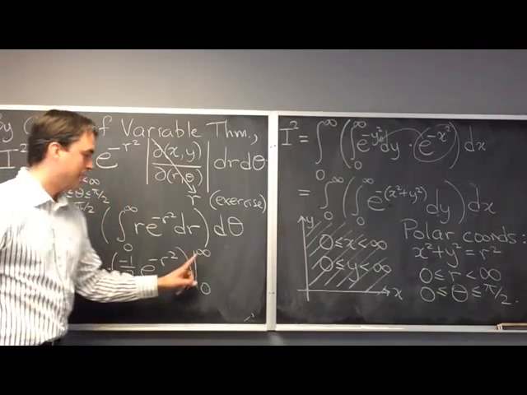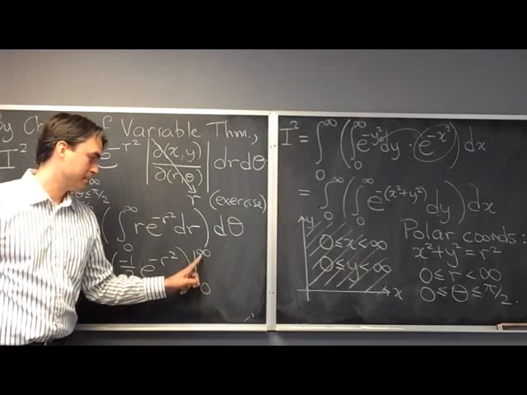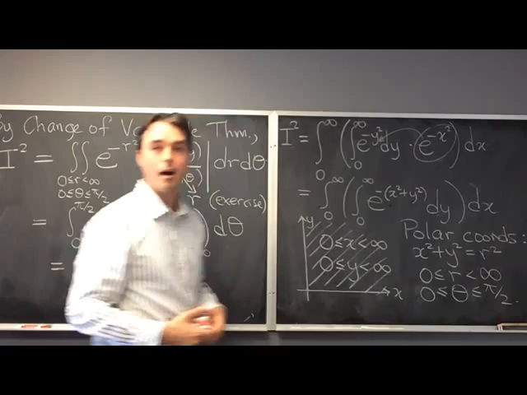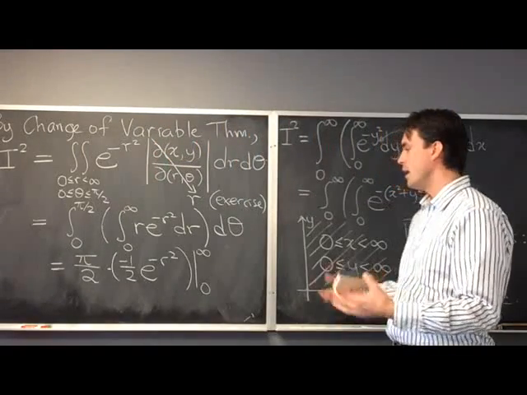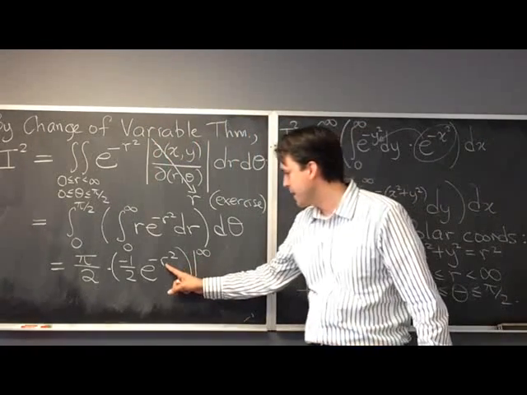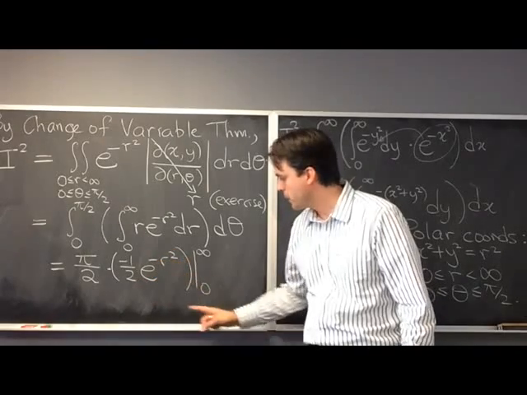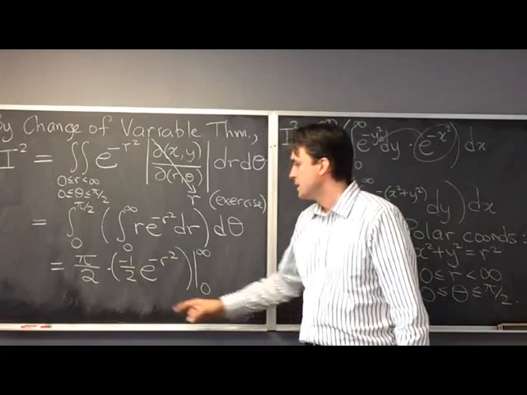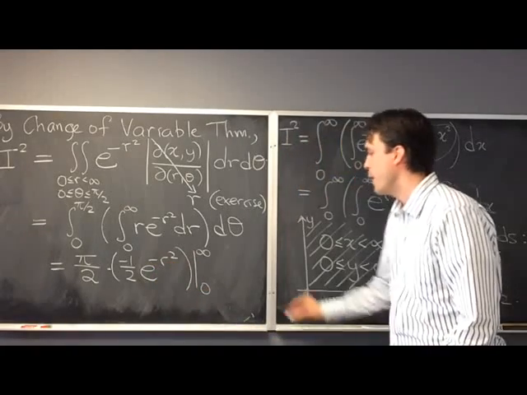Again, what I mean by that is we evaluate it from 0 up to, say, capital R, and then we take the limit as capital R approaches infinity. So when you let that r approach infinity, that of course would be 0 minus negative 1/2 e to the 0, which is 1. So 0 minus negative 1/2 would give you pi over 4.